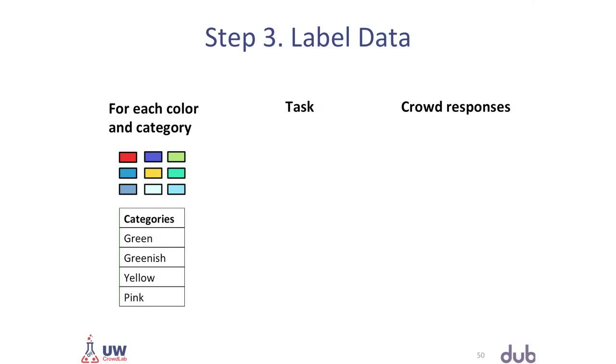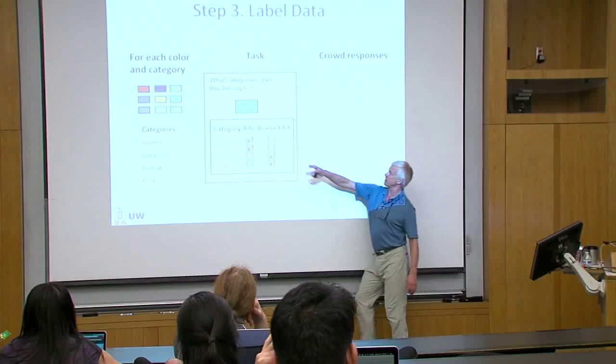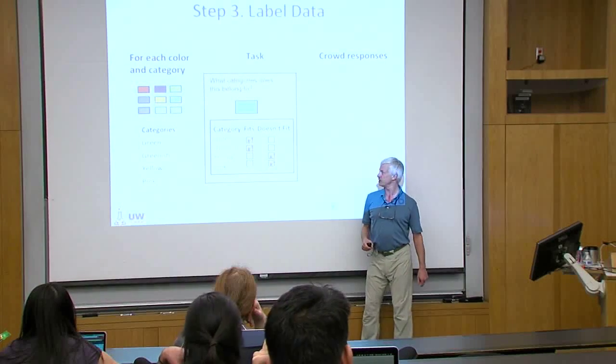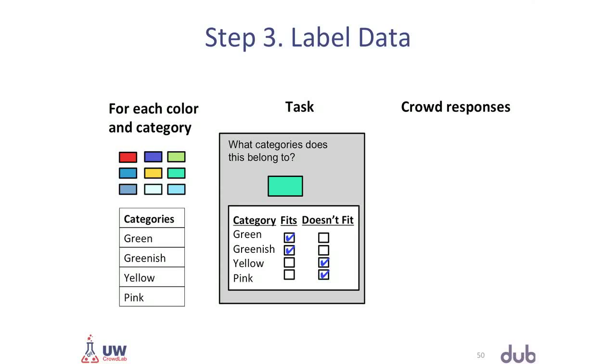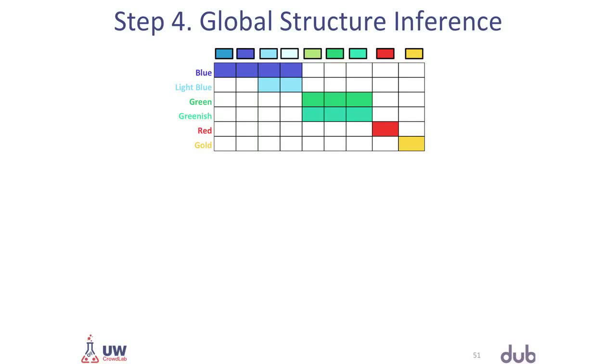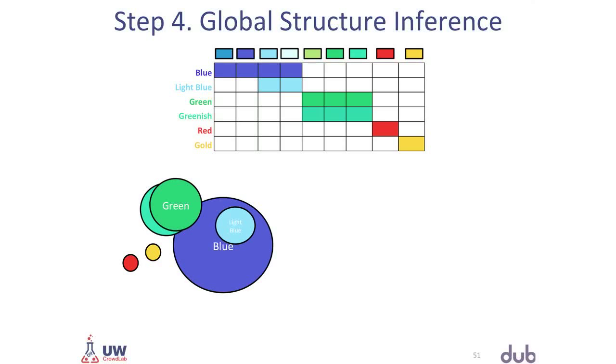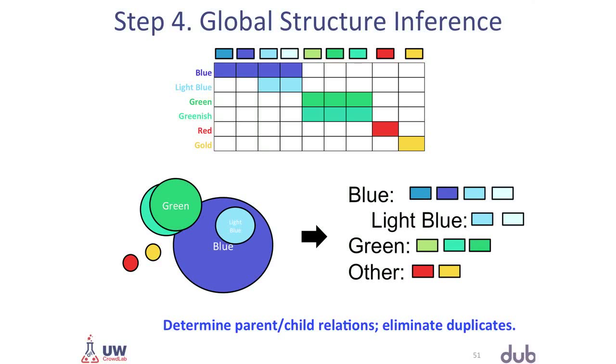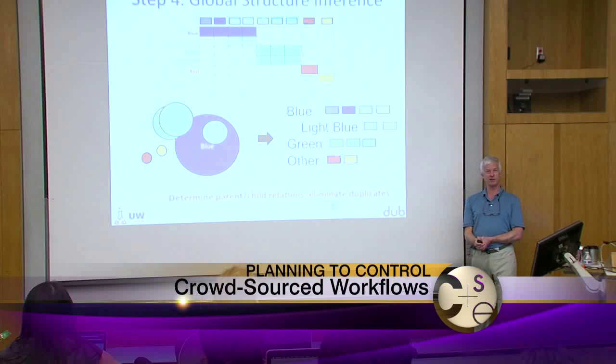And then we go through and we label the data. So you ask them for each color, does it fit or doesn't fit? It's important to ask them to check both ways so that there's no lazy thing to do that's going to bias the data. You get the responses. Now we've got category membership. And so from this, we can automatically figure out what the hierarchy is, because basically we've got a Venn diagram. And we can determine both the parent-child relationships and also eliminate the duplicates. And so we've got our hierarchy. So that's the hierarchy for that small subset of data that we started with.